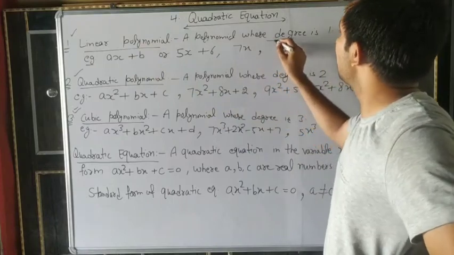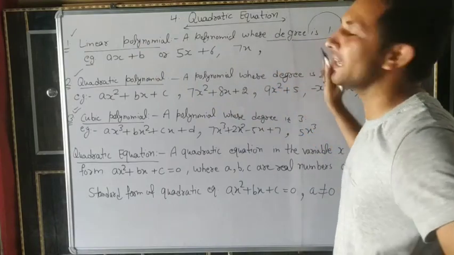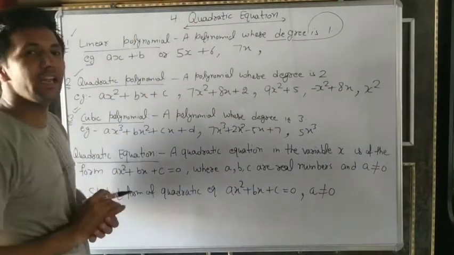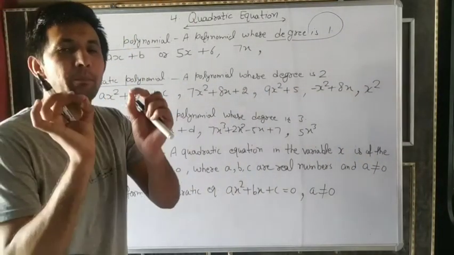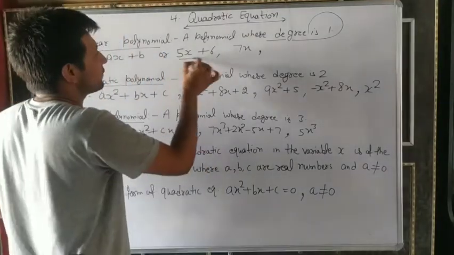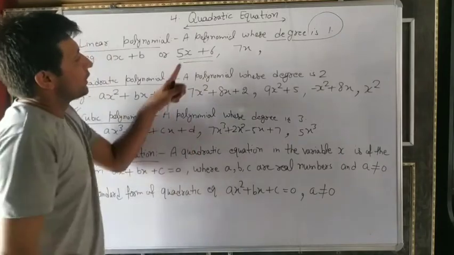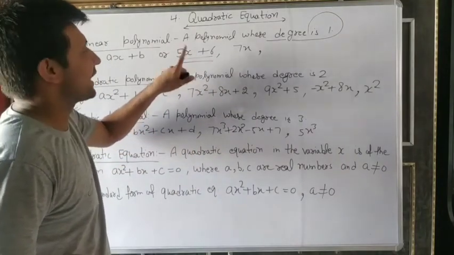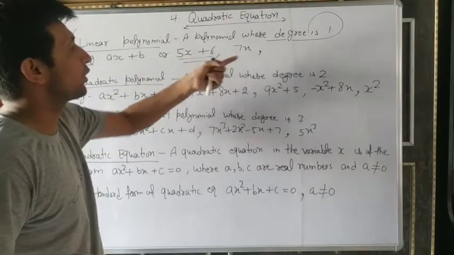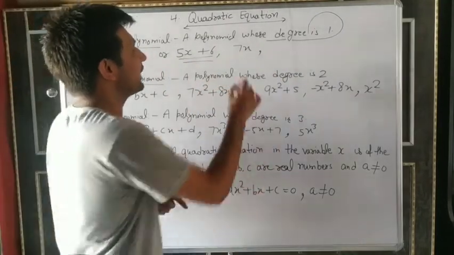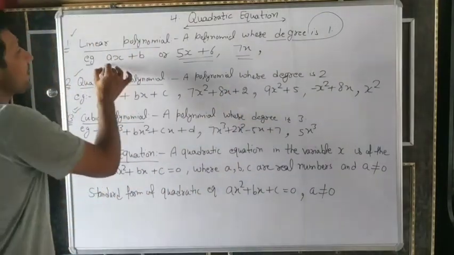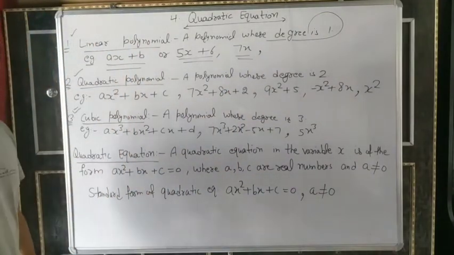A linear polynomial is a polynomial whose degree is 1. What is degree? Degree means the highest power of the variable. What is the power of x here? It is 1. So that's why it is a linear polynomial, because the degree is 1. What is the degree? Degree is 1. So it is also a linear polynomial.